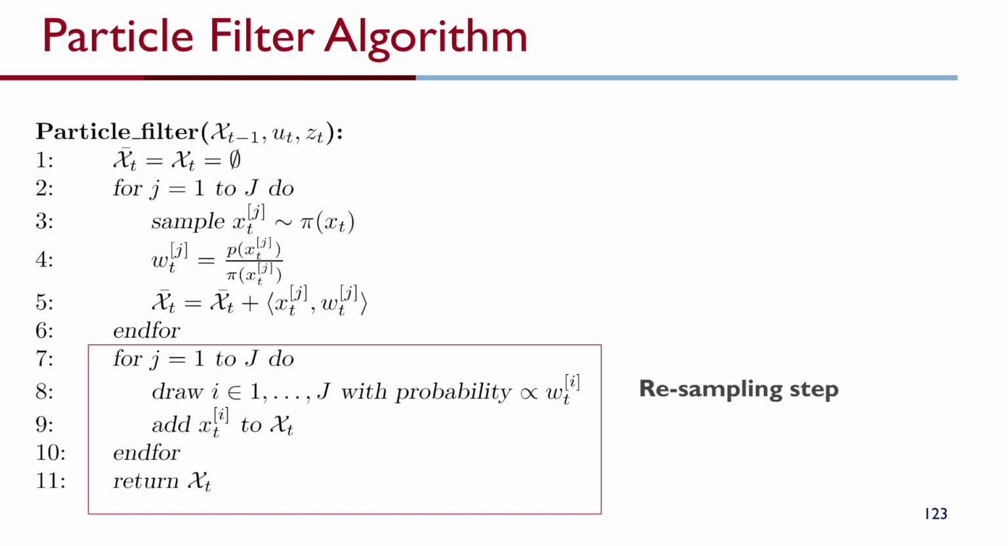Finally, we perform the resampling step. From the weighted samples in the predicted set, we repeatedly draw particles with a probability proportional to their weights. Particles with high weights are likely to be selected many times, while particles with low weights tend not to survive this step. This is often described as a survival of the fittest mechanism. The resulting set of resampled particles becomes our new belief, which we return as the output of the particle filter.